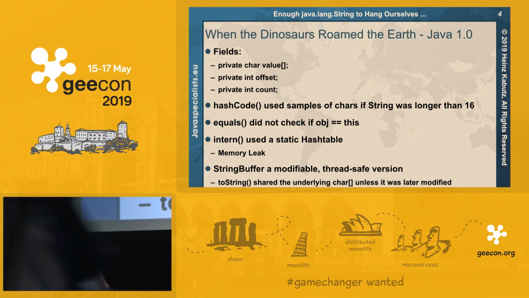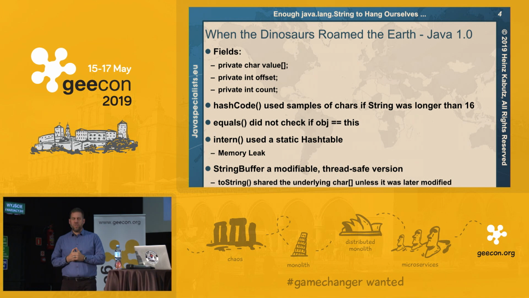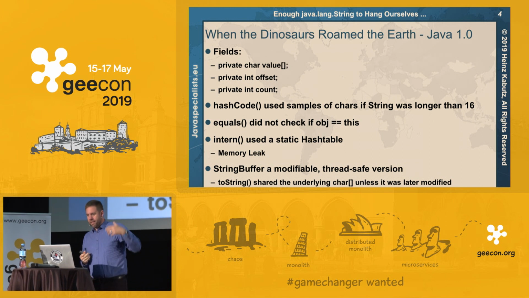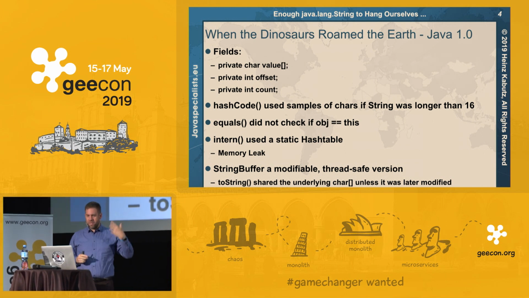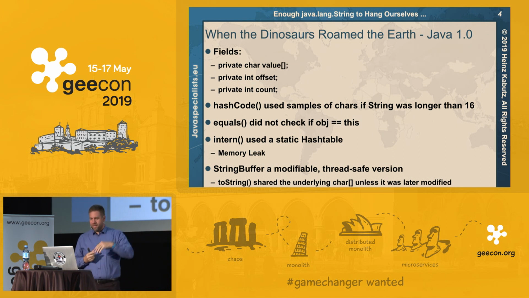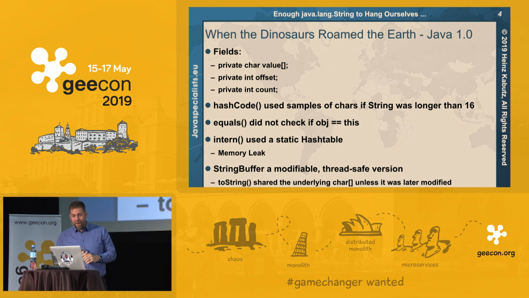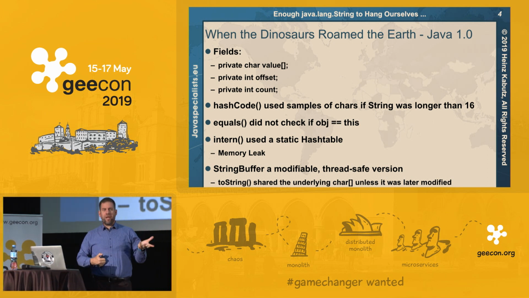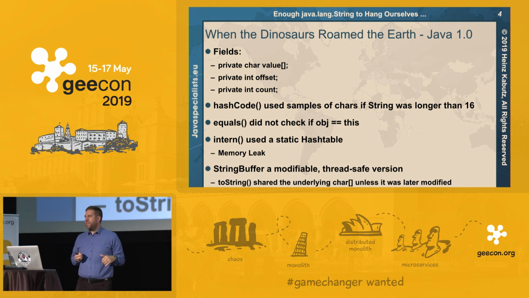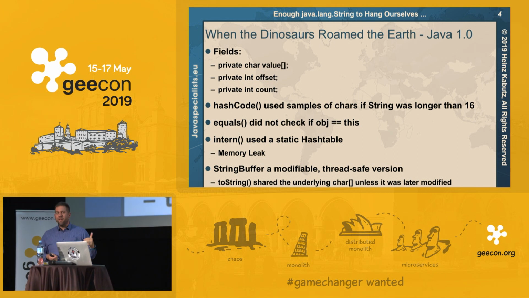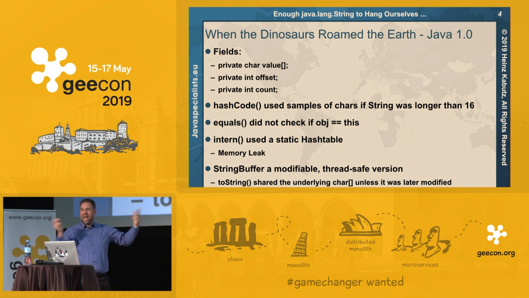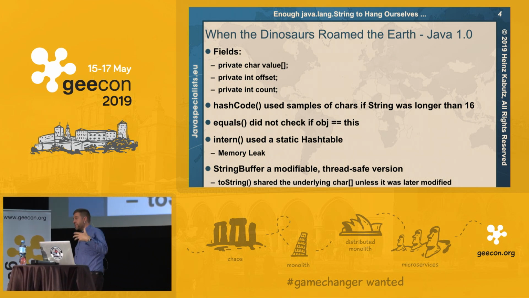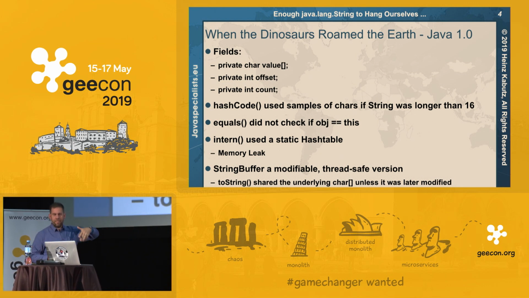So we're going to start with Java 1.0, when the dinosaurs roamed the earth. And in Java 1.0, when they created String, they had inside 3 fields: private char value array. Now, these guys were C programmers, so they put the array at the back, and private int offset and private int count. And they used sampling when the string was long to generate the hash code. And the logic was, it doesn't really matter if the hash code is not unique because, well, it's a hash code. It's allowed to not be unique. It doesn't have to be unique. So when the char array was bigger than 16, they simply took 8 samples.